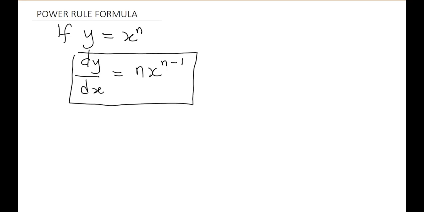Now how do you apply it? Just multiply the function by the power and then subtract 1 from the power. So let's take this as an example.